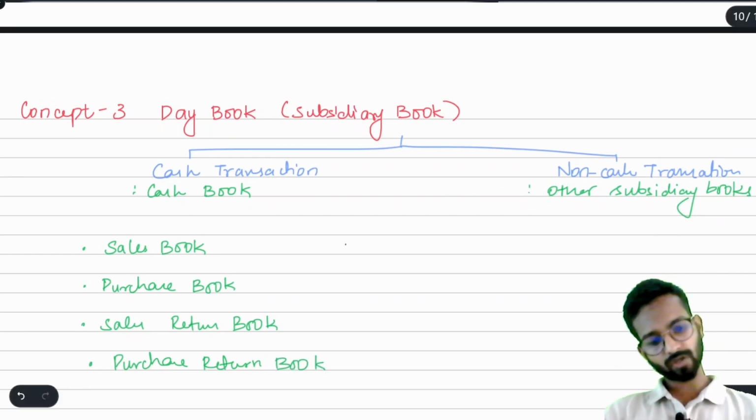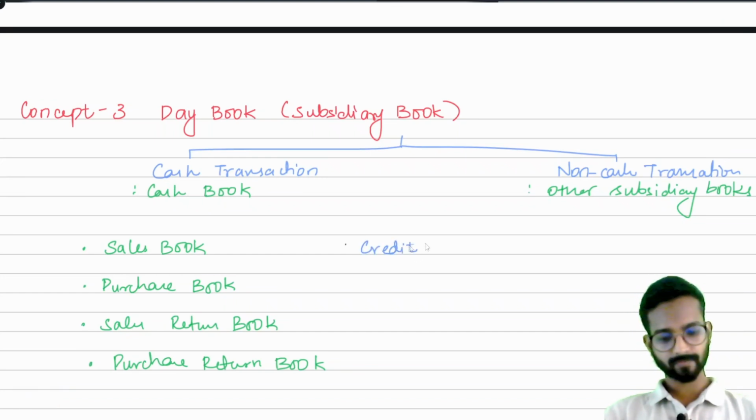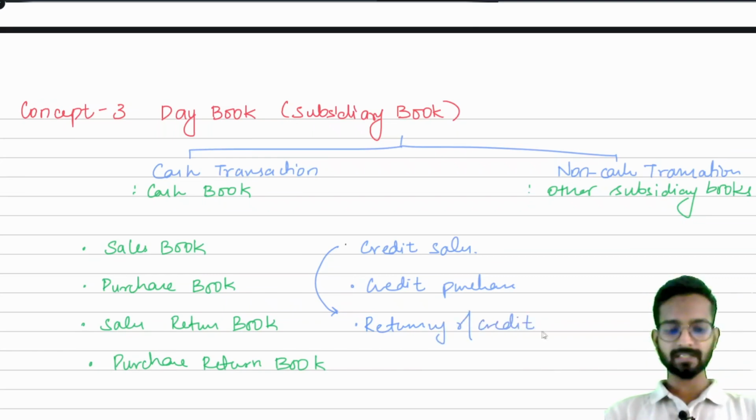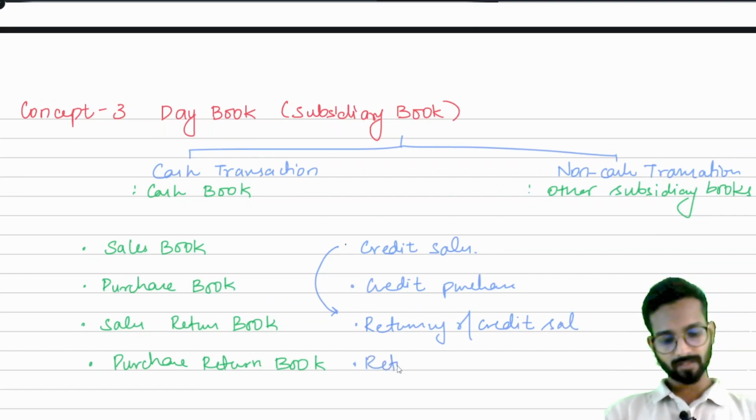Sir, what do we record in sales book? In sales book we record the credit sales. In purchase book, credit purchase. In sales return, whatever credit sale you made, if you are returning that, returning of credit sale. Suppose you made a credit sale. Now that customer is returning you those goods back. So return of credit sales, and then here will be returning credit purchases.